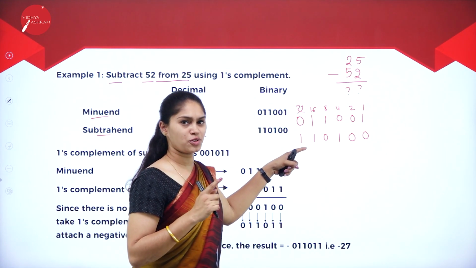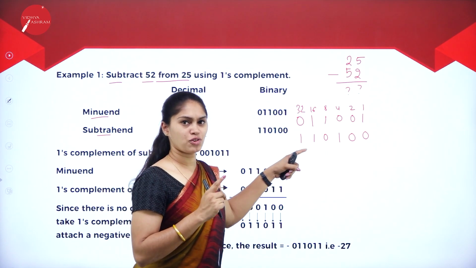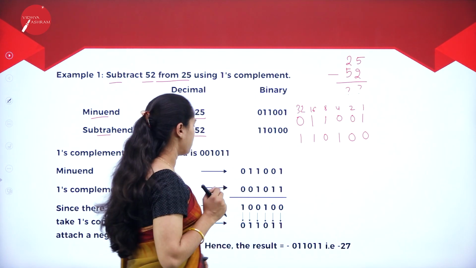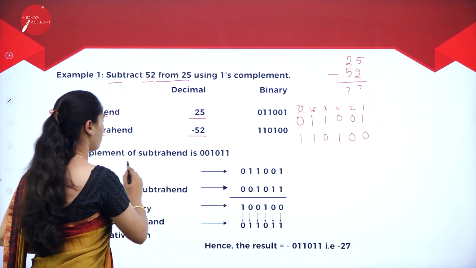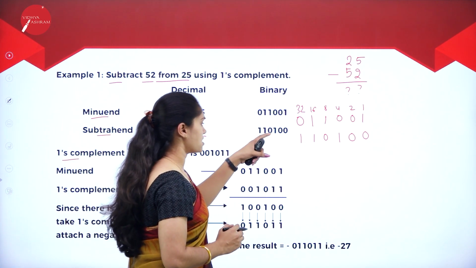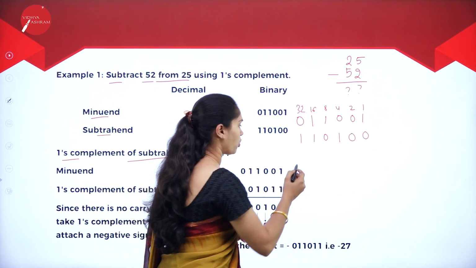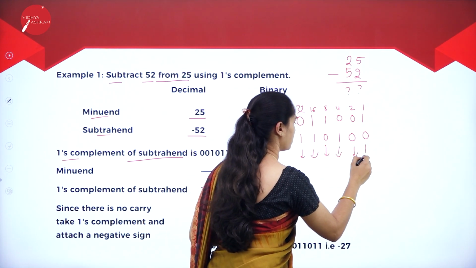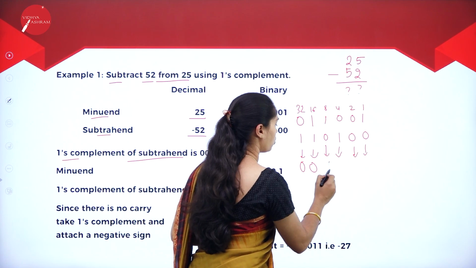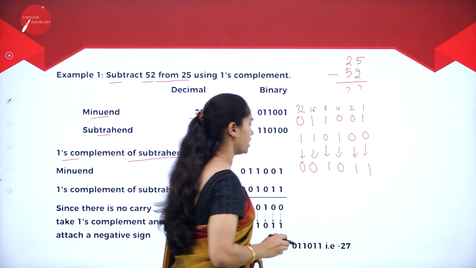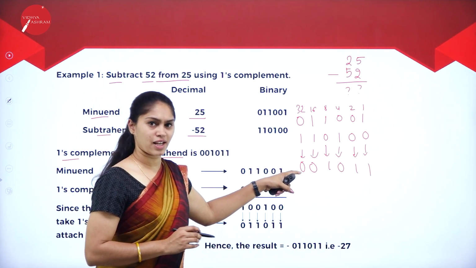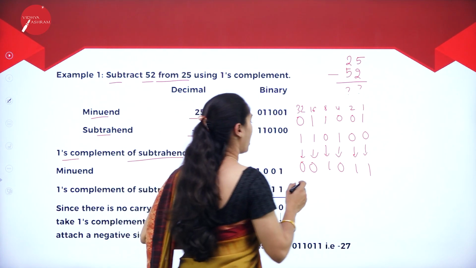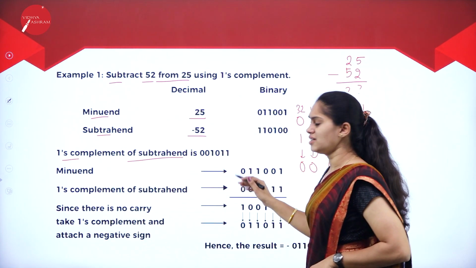In the first step, we have to find the ones complement of the subtrahend. The subtrahend value is this one, and I am going to complement it. We'll see what we get. So this becomes 001011. Okay, so this is the ones complemented subtrahend value. Now I have to add this value with the minuend.